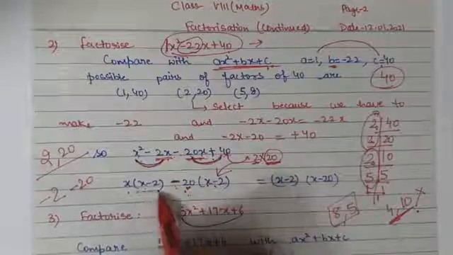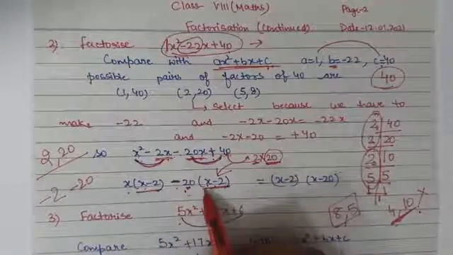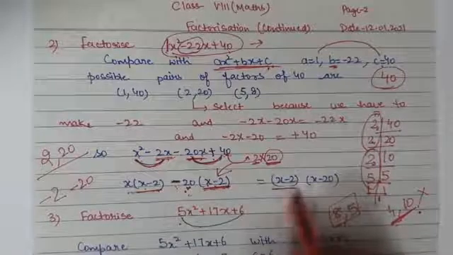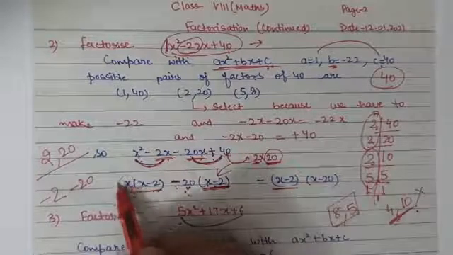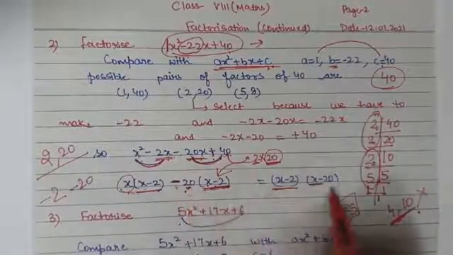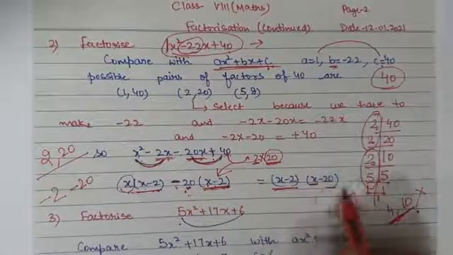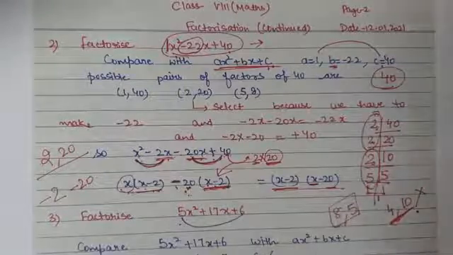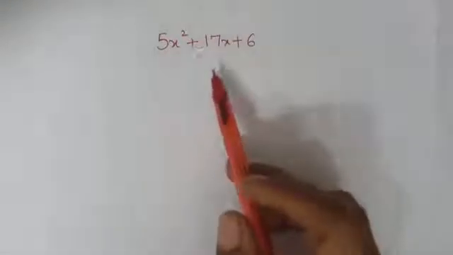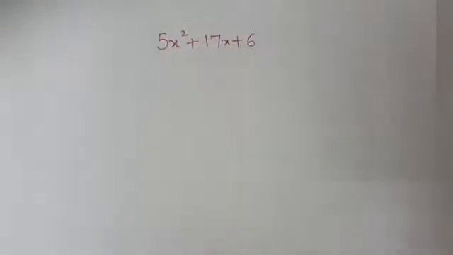So again these two brackets are same. So let us take common. So what is left inside? X minus 20 minus 20. So this is our final step. Clear, children? The next question is 5x square plus 17x plus 6.